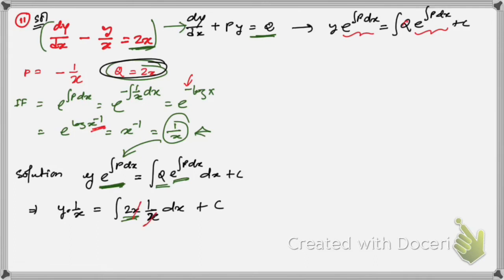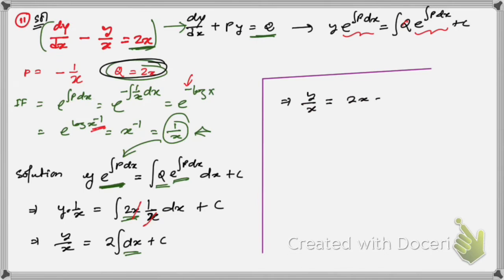Now x is gone here, you can see clearly, and now one here you can write dx only, plus c. This 2 is taken outside the integral, so that's why you have got this. Now integration of dx is nothing but x, right? So we have got y by x is equal to twice x plus c. So this is our solution, right? So this is the required solution. So hope you have understood this. Now let's move on to the next question.